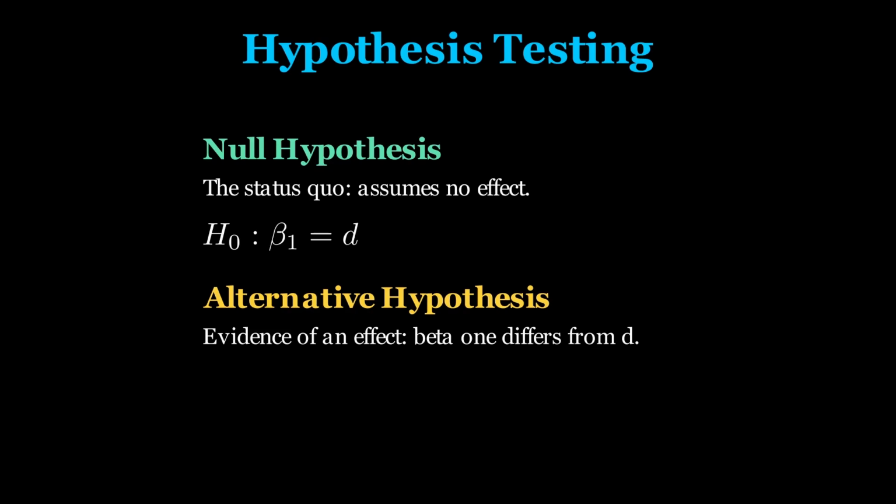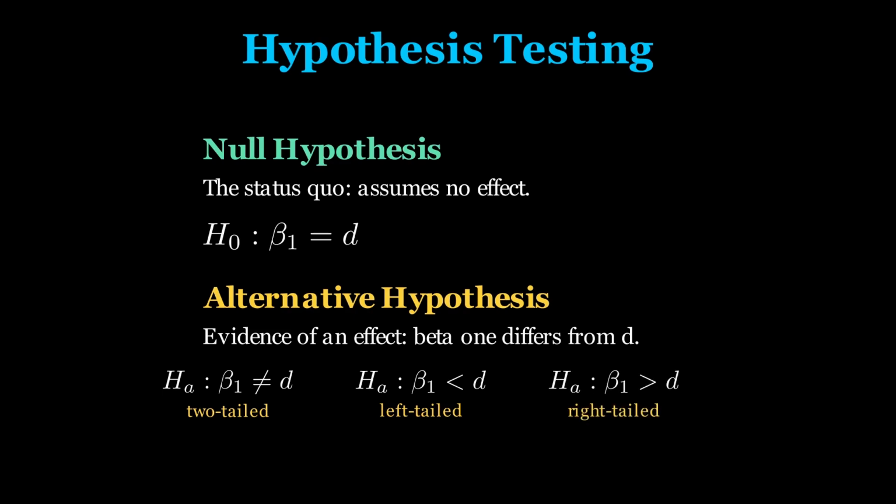Depending on the question, the alternative hypothesis can take three possible forms. If we are testing whether beta 1 is simply different from d, we use a two-tailed test. If the goal is to see whether beta 1 is less than d, we use a left-tailed test. And if we're checking whether beta 1 is greater than d, we use a right-tailed test.